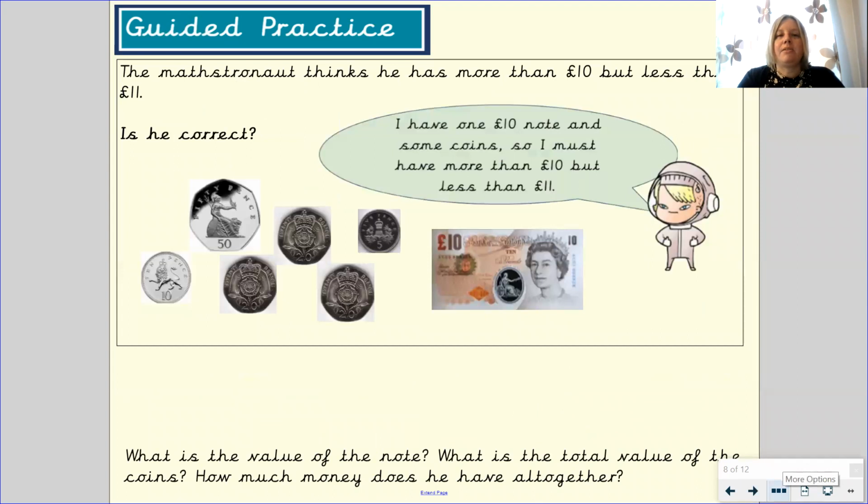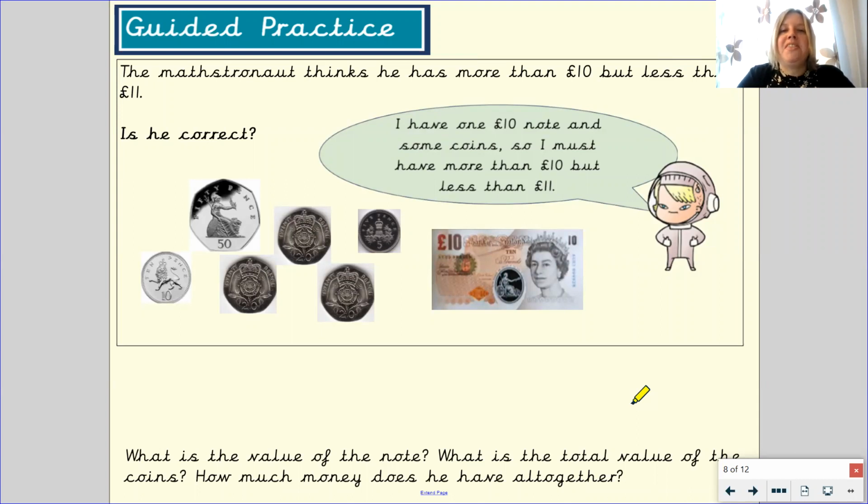Let's have a look at this question. The astronaut thinks he has more than £10, but less than £11. Is he correct? So the astronaut says, I have one £10 note and some coins. So I must have more than £10, but less than £11. So let's have a look at our problem.